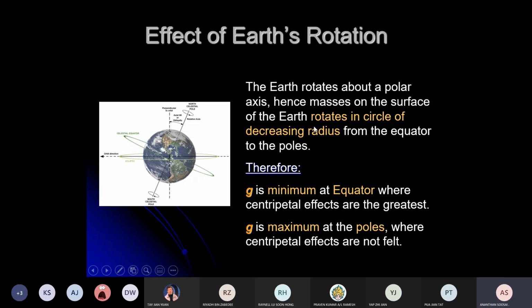Okay, the Earth rotation. The Earth rotates about a polar axis, and a mass on the surface of the Earth rotates in a circle, with decreasing radius from the equator to the pole. So the radius is decreasing from equator to the pole. g is minimum at the equator, where the centripetal effect is the greatest. Fc is highest at the equator. g is maximum at the poles, where the centripetal effects are not felt, because r gets small, Fc is small. That's why g has been altered.